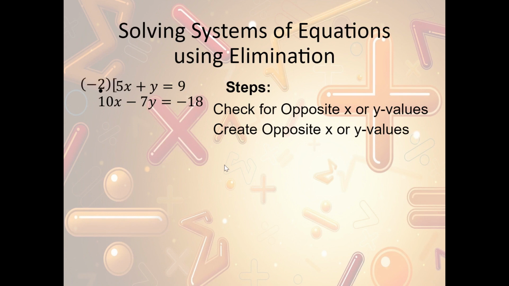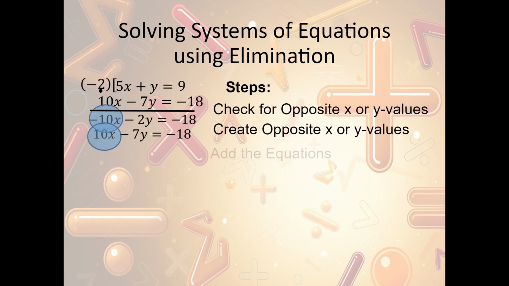This time I'm going to multiply by negative 2. So I get negative 2 times 5x is negative 10x. Negative 2 times y is negative 2y. And negative 2 times 9 is negative 18. So now I have negative 10x minus 2y is equal to negative 18. And the bottom one just drops down. So I have 10x minus 7y is equal to negative 18. And now I have opposite x values. So I can go ahead and add the equations.